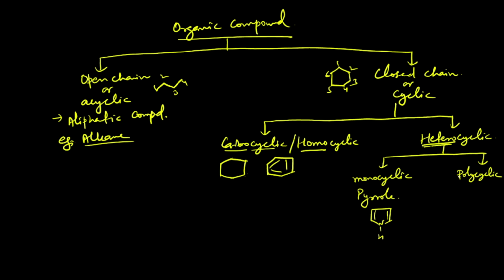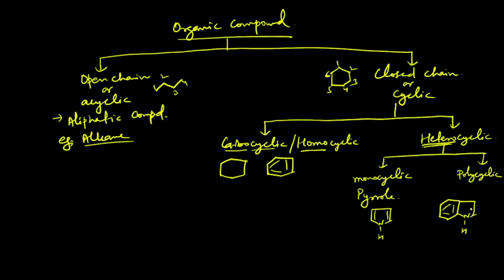Correct? This is monocyclic because only one cycle is there. Pyrrole is there, furan is there, thiophene is there, pyridine is there. So these are all monocyclic. What about polycyclic? Polycyclic means two rings will be there, or we can say more than one ring. So suppose this one, what is its name?